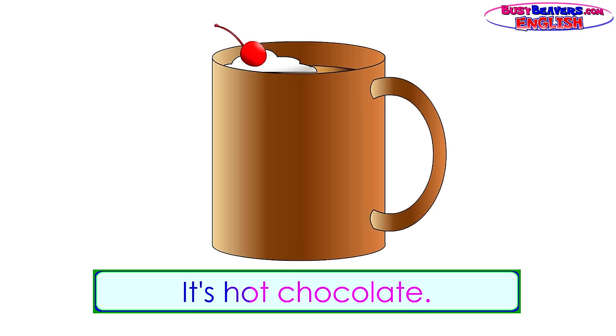Does she have a pear? Yes, she has a pear. Does she have some milk? Yes, she has some milk. Does she have some orange juice? Yes, she has some orange juice. Do they have a fish? Yes, they have a fish. Do they have some cake? Yes, they have some cake. Do they have some pie? Yes, they have some pie.